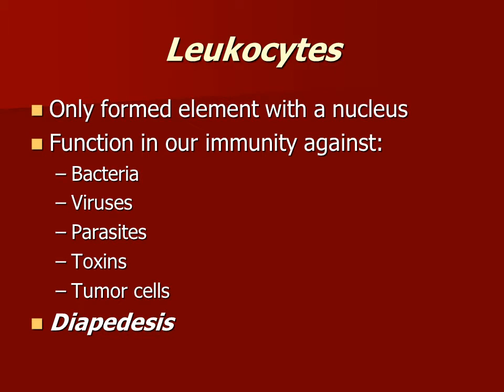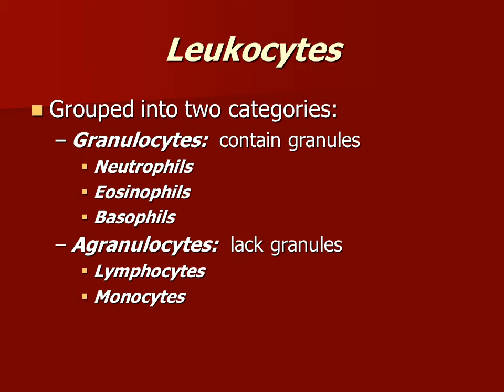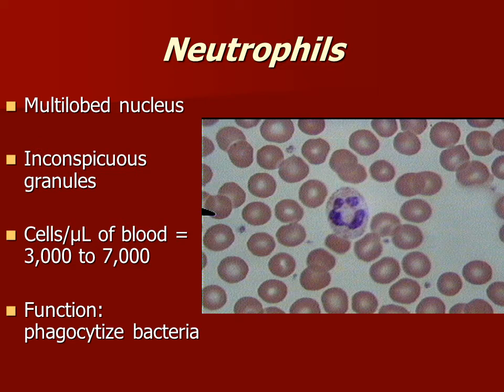The white blood cells are your leukocytes. These are formed elements that do have a nucleus. They are involved with your defense or your immune system. They help to fight against things such as bacteria and viruses. They are grouped into 2 categories: granulocytes versus agranulocytes. As the name implies, granulocytes, when we stain them, it looks like they have granules in them, like someone's dumped sand in them. Agranulocytes do not have these granules. There are 3 types of granulocytes: the neutrophils, eosinophils, and basophils. Agranulocytes, there are 2 kinds, the lymphocytes and monocytes.